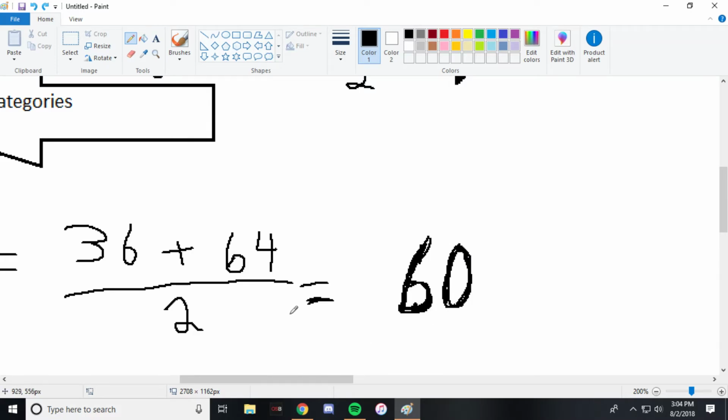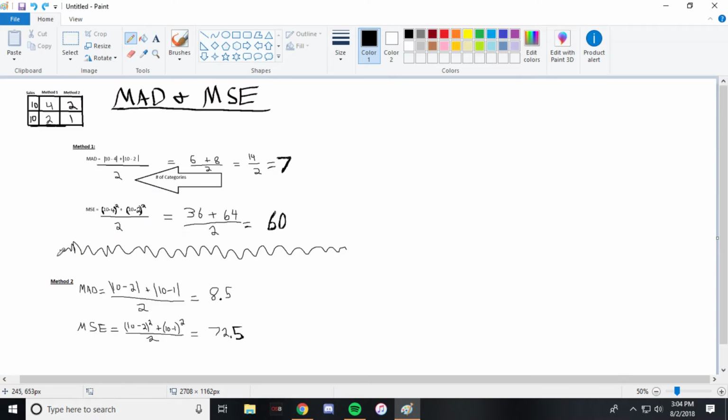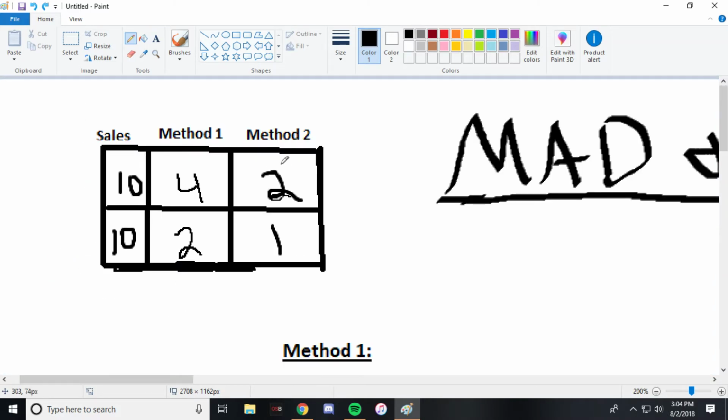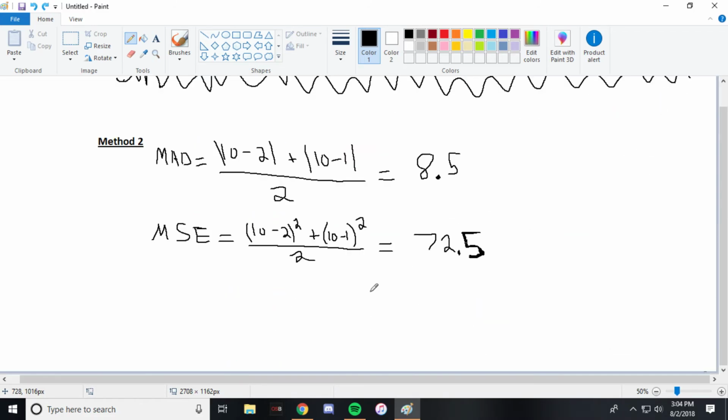Now we want to compare that to method 2, because all that was method 1. So we do the same thing using the data from method 2. We use the 2 and the 1 now, not the 4 and the 2. Just to give you a visual representation, these are the ones that we're using. Alright, so now we go down to method 2. Let me zoom back out.